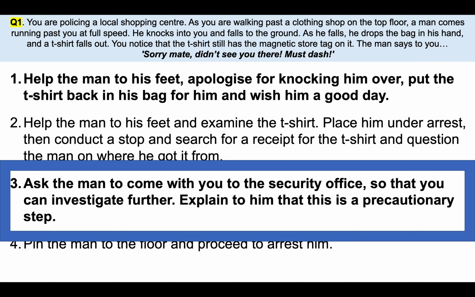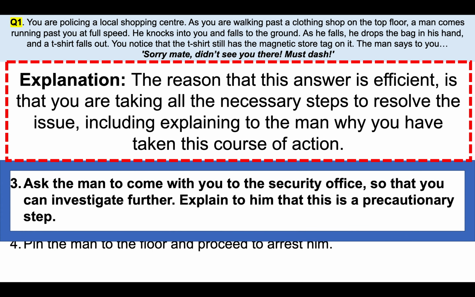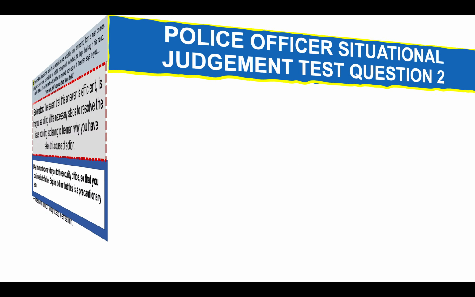Now my selected answer option is 3. Ask the man to come with you to the security office so that you can investigate further, and then explain to him that this is a precautionary step. Now, the reason that this answer is efficient is that you are taking all the necessary steps to resolve the issue, including explaining to the man why you have taken this course of action. Let's take a look at another one.